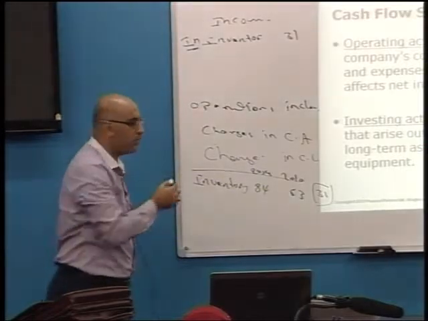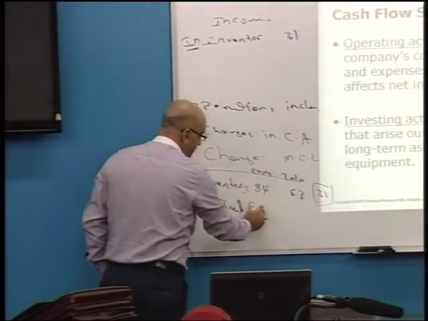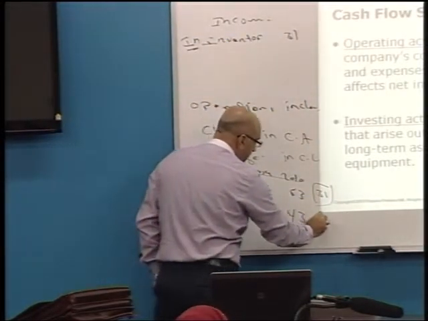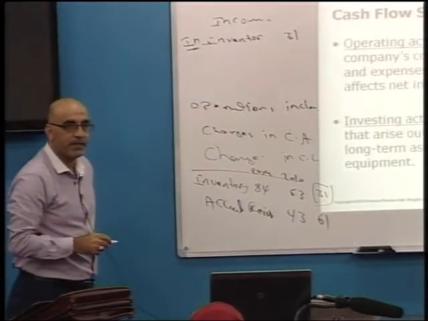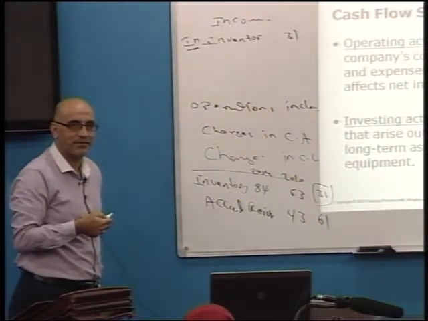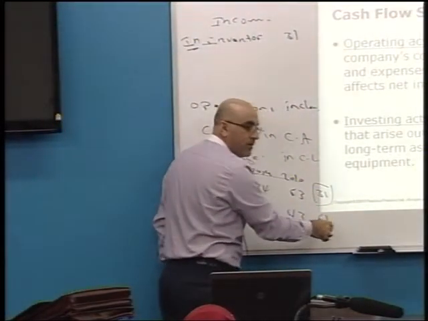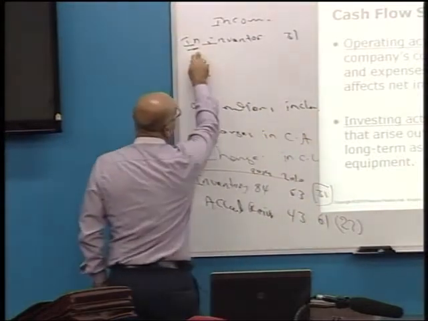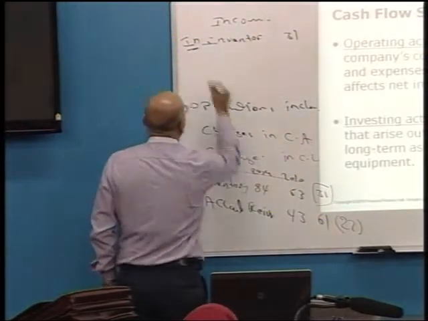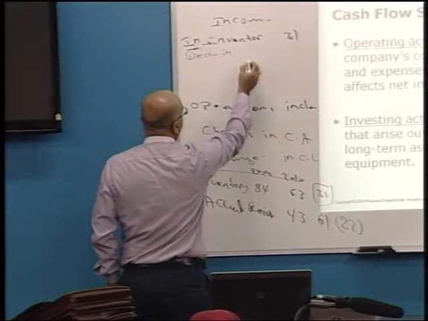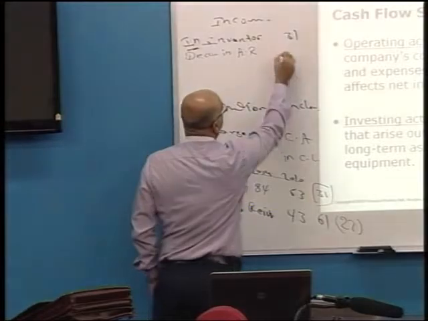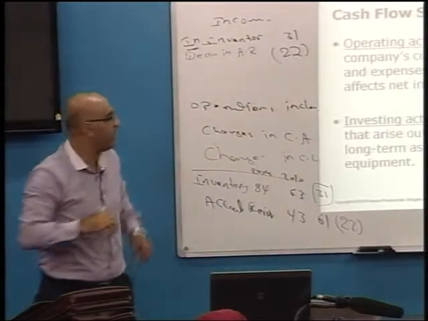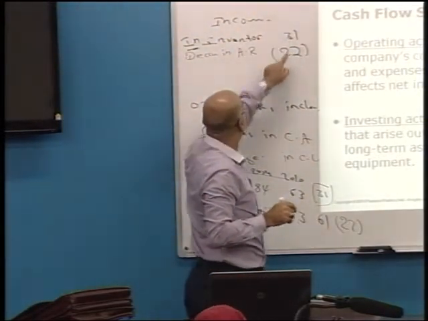Very simple. Now take the account receivable. The account receivable was 43, then it became 61. Increase. Look, it is used by how much? 22. Okay, so 22 decrease. Now go to the cash flow statement in here. So decrease in account receivable 22 by minus, because this decreased the cash. This increased the cash, and this decreased the cash.